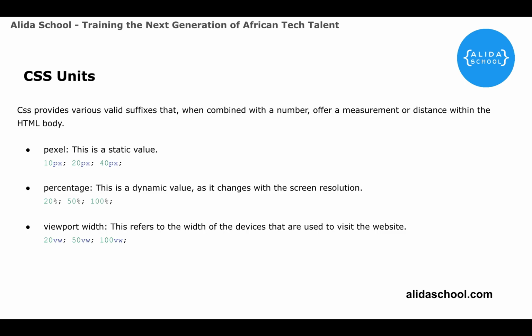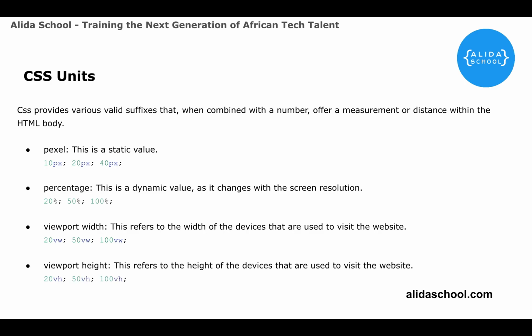You have the viewport width. This refers to the width of the device that is used to visit the website. You have the 20 VW, which stands for viewport width. You have the 50 VW or the 100 VW. Now, this is more unique if you're trying to target the exact width of the device viewing your website.